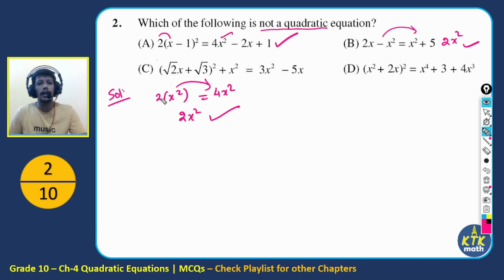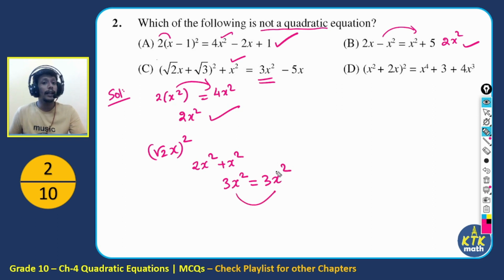So when I am expanding this root 2x the whole square, see what happens. Root 2x the whole square will give you 2x square. It's an interesting one. 2x square, and already you have one x square, which will make 3x square. On the opposite side also you have 3x square, so they will get cancelled. So in option C you are not going to have a quadratic equation. Therefore option C is your correct answer.